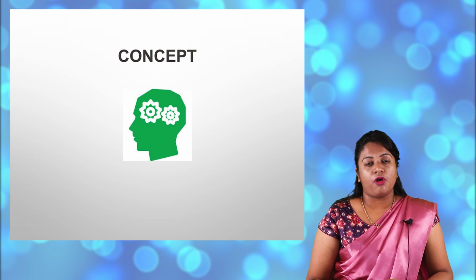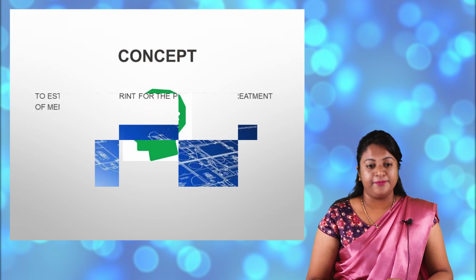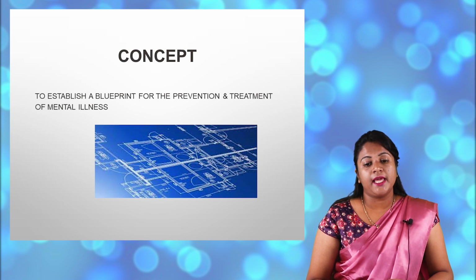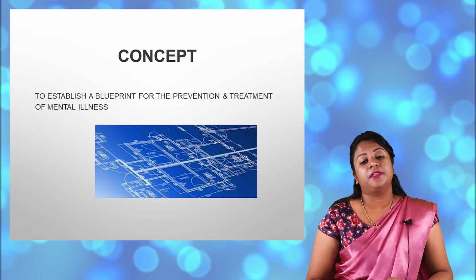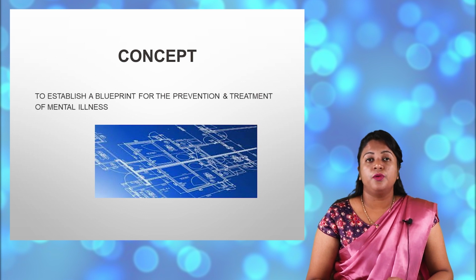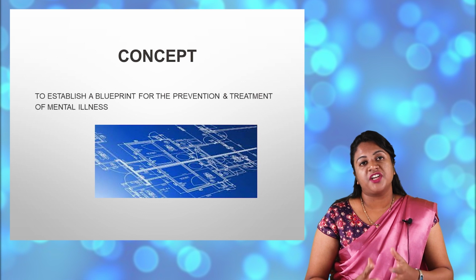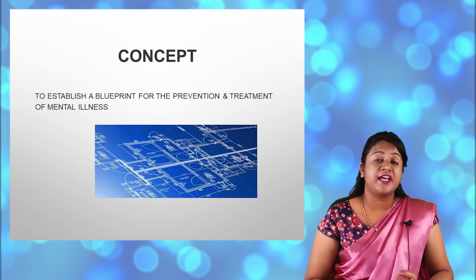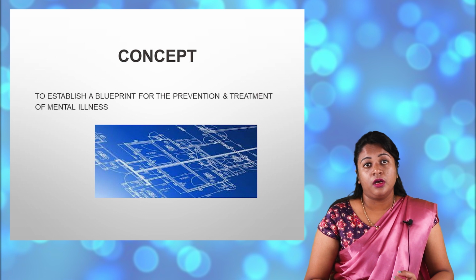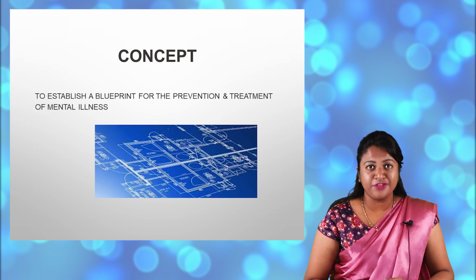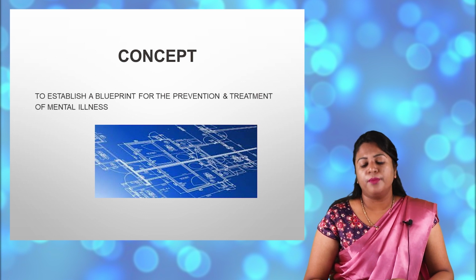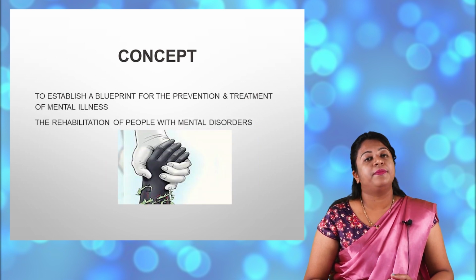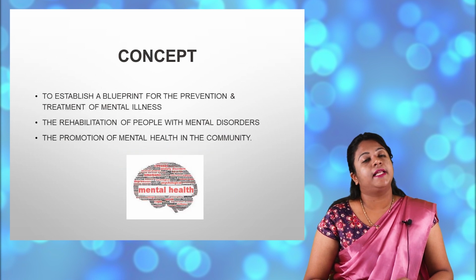So we'll see the concept of the National Mental Health Policy. According to WHO, mental health policies describe the values, objectives, and strategies of the government to reduce the mental health burden and to improve mental health. So, what is the whole concept of the National Mental Health Policy? It is to reduce the burden of mental illness as well as to improve the services for mental health. They have a vision to help establish a blueprint for the prevention and treatment of mental illness, rehabilitation of people with mental disorders, and promotion of mental health in the community.